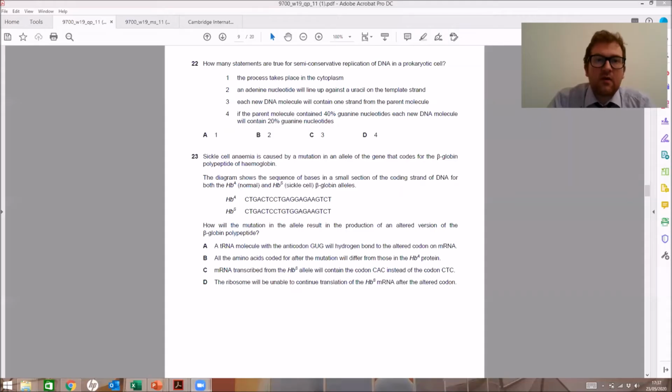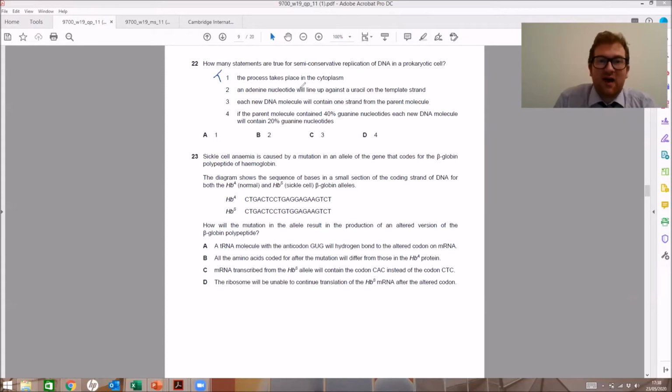Question 22. How many statements are true for semi-conservative replication of DNA in a prokaryotic cell? So if we look at the options here, let's figure out which statements are true. The process takes place in the cytoplasm. This is very true.